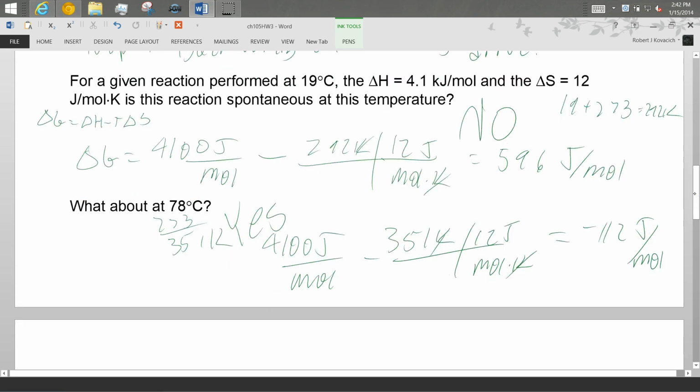Can we just answer that using the chart? Nope, you can't. Why not? Tell me how you would answer that using the chart. Up top it gives us the H and the S, and they're both positive, and on the chart, both positive means that it's spontaneous, or it's not spontaneous. Nope, the chart doesn't say that.